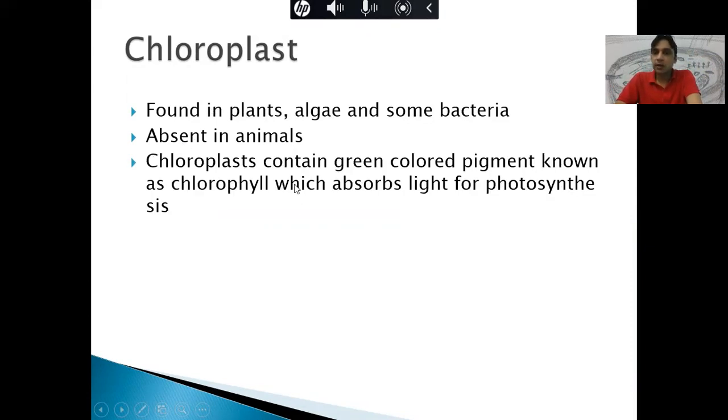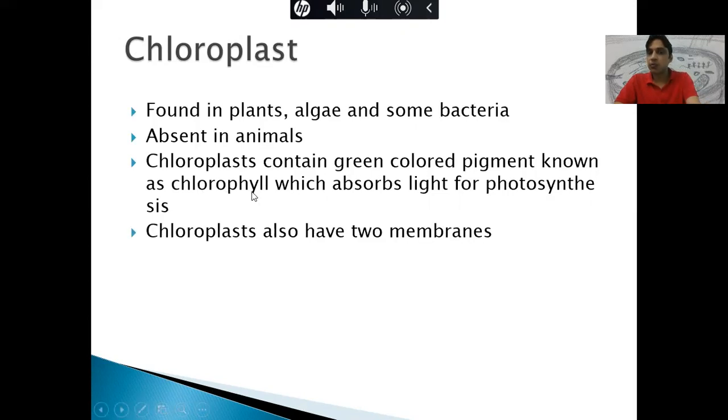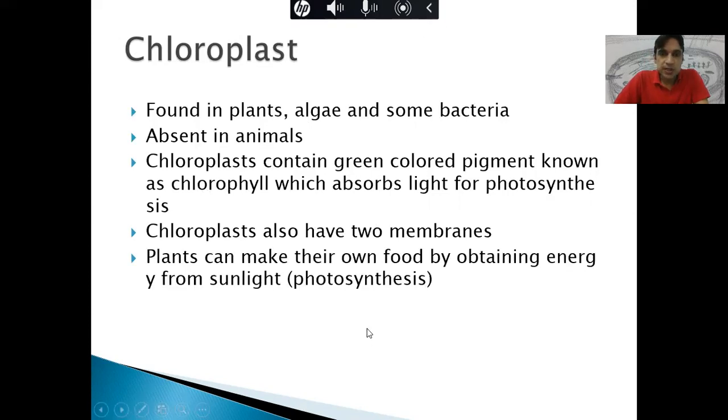It's usually green in color because of the presence of a pigment called chlorophyll. Remember, plants look green because plant cells contain the chloroplast. Chloroplast is the name of that organelle, which contains a green color material called chlorophyll. The chlorophyll has the potential to absorb light and to execute a very famous chemical reaction called photosynthesis. So plants can make their own food by obtaining energy from the sunlight.